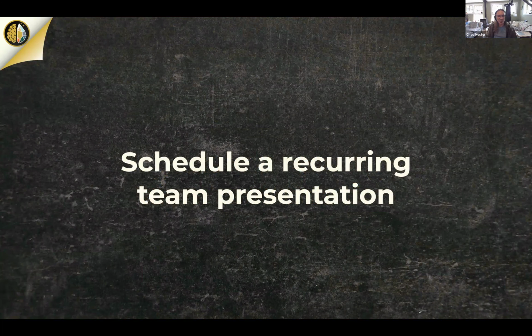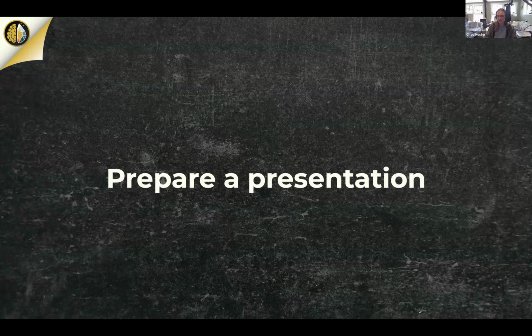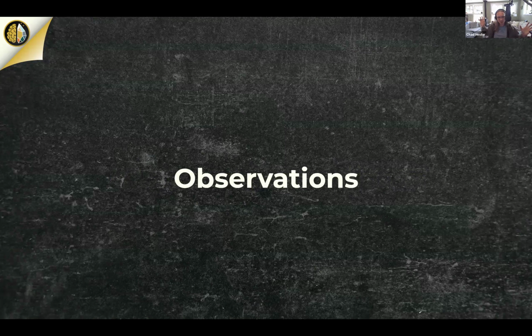Routinely review, schedule a recurring team presentation, have some internal evaluation before you meet with any key stakeholders or decision makers, and then prepare that in a presentation so that way it's nice and easy to understand. Use visuals as possible. Gather all your measurements, put them into observations. So here's something that's really important to me as someone who likes to do continuous improvements and be honest about the difference between data and emotion or ideas. Observations should be immutable. They should be simply, here's the data that we can see. I'm not telling you what it means. It's just the data that we see. Write it down, report on it.